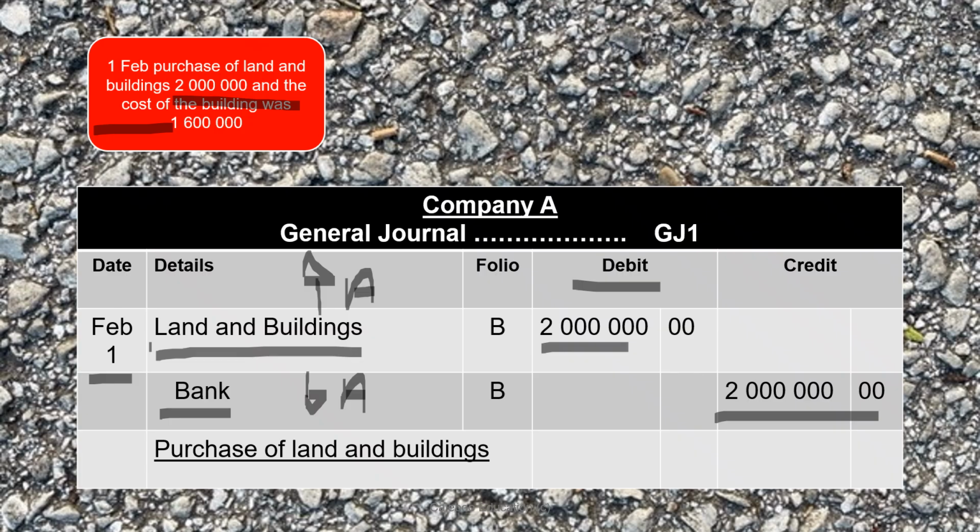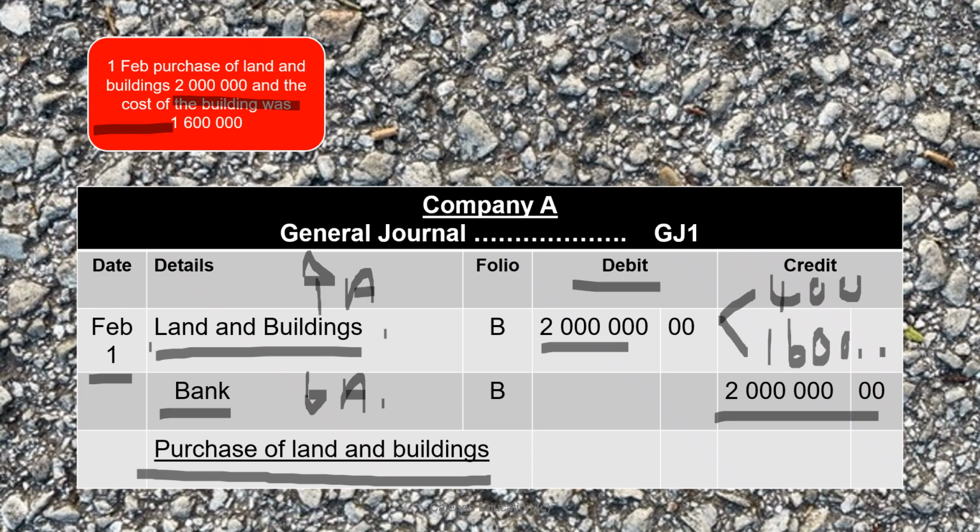And they asked us to record this transaction through the general journal. In the past, you might have done it through the cash book payments, but here they're asking for the general journal to be used, because I think they're checking which account is debited and which account is credited. Then you write a little narration: the purchase of land and buildings. Now remember, there was a split here, but we'll get onto that a little bit later. 400,000 was for land and 1.6 million was for the building.